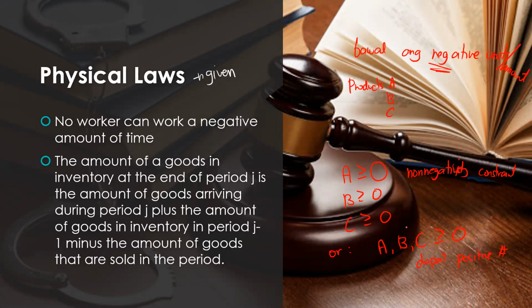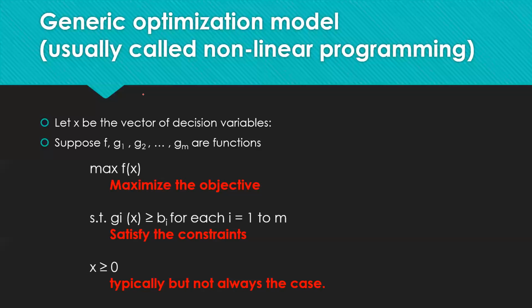Question. So once again, hindi yan kailangan i-state sa problem, kailangan alam nyo yan. Another example, walang worker na mag-work ng negative amount of time. Di ba? For example, you'll be working in negative 6 hours. Di ba? Walang ganun. Okay? So questions. So kalimitan, ito yung nilalagay natin as non-negativity constraints. Ito yung mga physical laws.